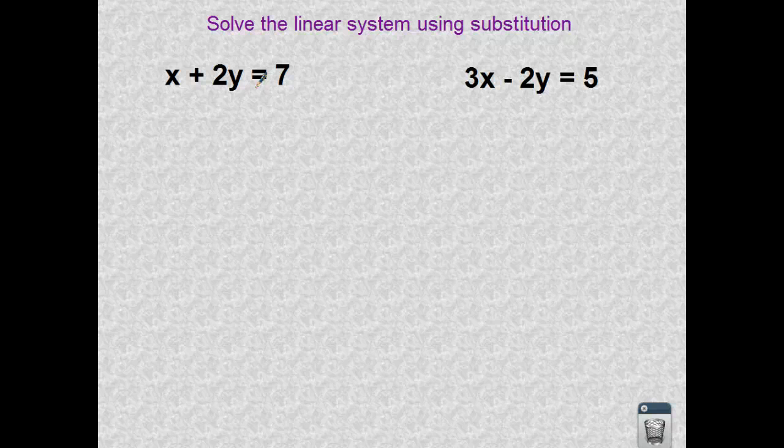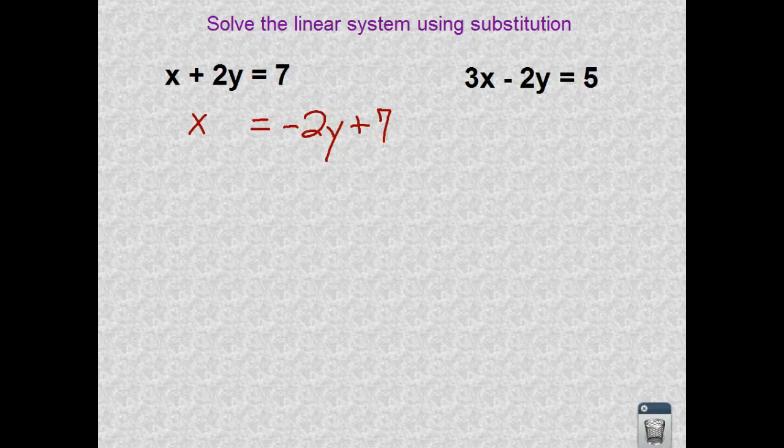So if we are thinking about our inverse operations, I'm going to isolate the x on the left, and I'm going to take this term 2y and put it on the other side, and we change the sign when we do that, add 7, and we have isolated the variable x in equation 1.